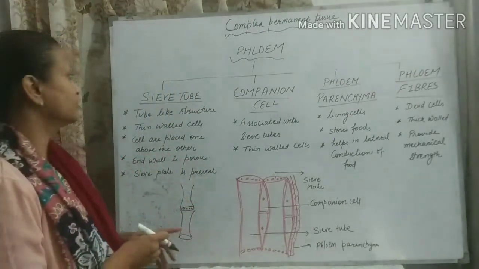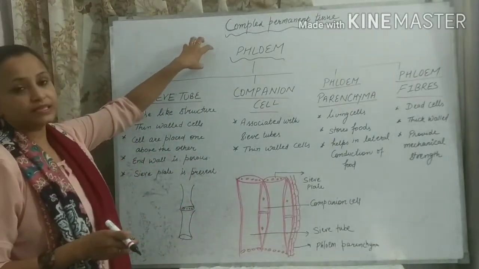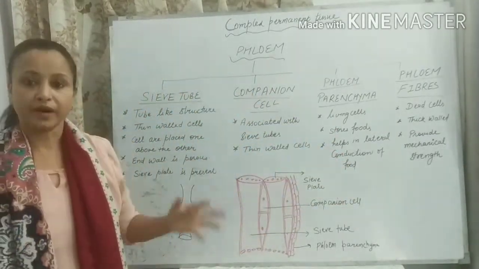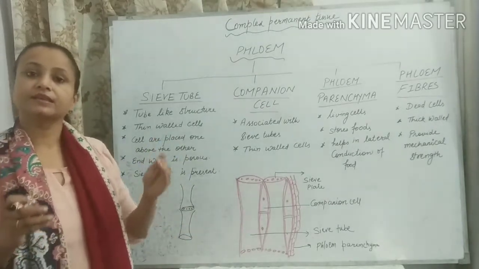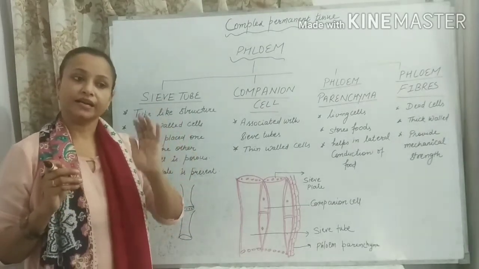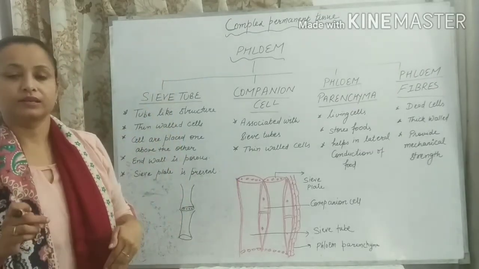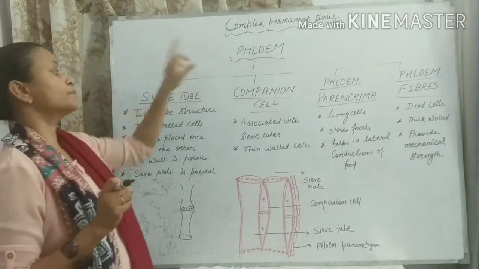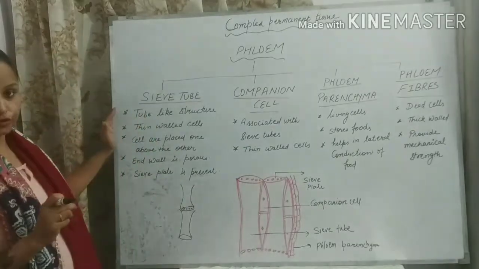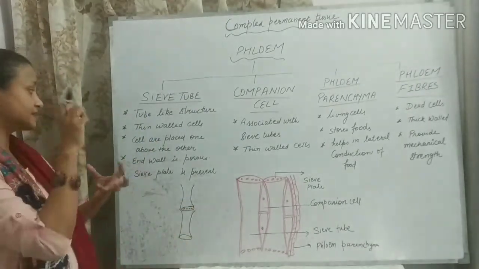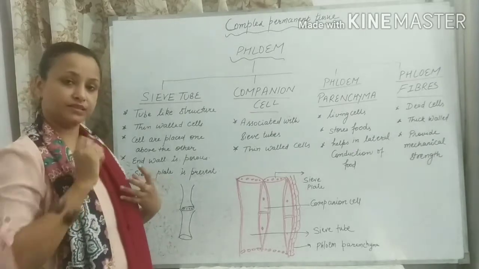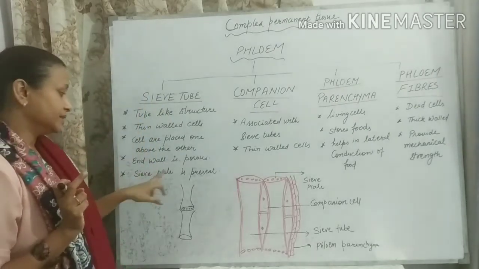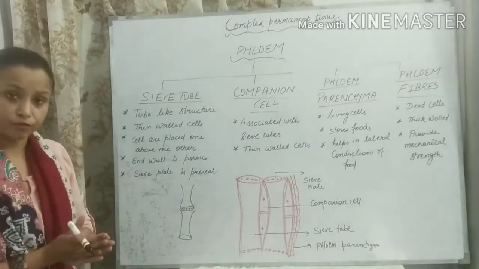Just take a recap about the phloem. Phloem is basically a conducting tissue that conducts food from the leaf to all parts of the plant. The conduction is bi-directional, meaning it is upward as well as downward. Phloem permanent tissue is made up of four different kinds of cells. Sieve tubes are tube-like structures, the cells are placed one above another, with the sieve plate in between, and these are living cells. They have thin walls.